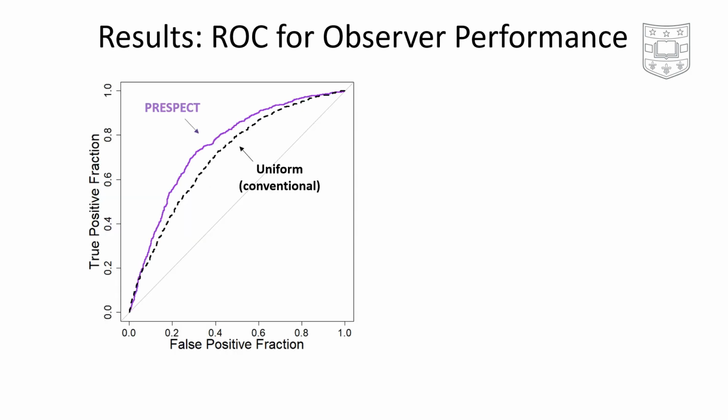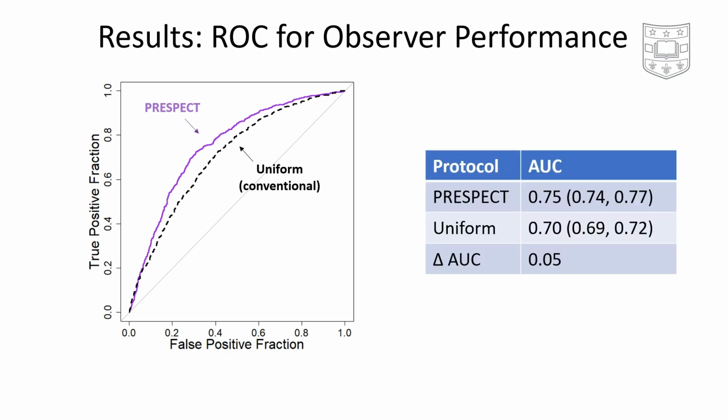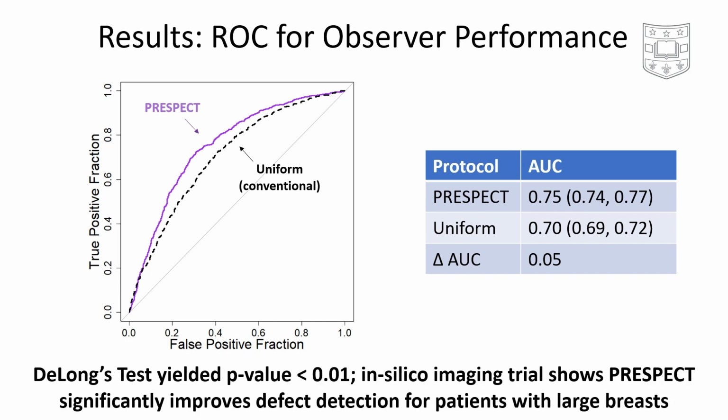Next, we have the results for our in silico imaging trial, and we can see that the receiver operating characteristic curve of PRESPECT was clearly above that of the uniform protocol. The specific AUCs obtained were 0.75 versus 0.70, with a difference in AUC of 0.05. This was deemed to be statistically significant by DeLong's test, which yielded a p-value less than 0.01. We can thus conclude that the in silico imaging trial we conducted shows PRESPECT significantly improved defect detection for patients with large breasts.